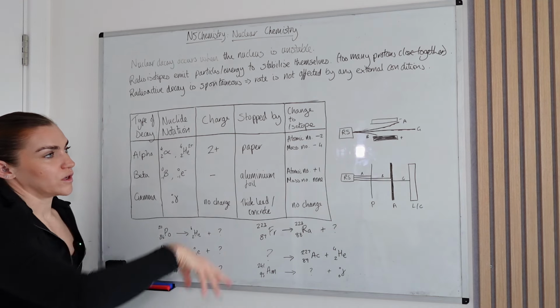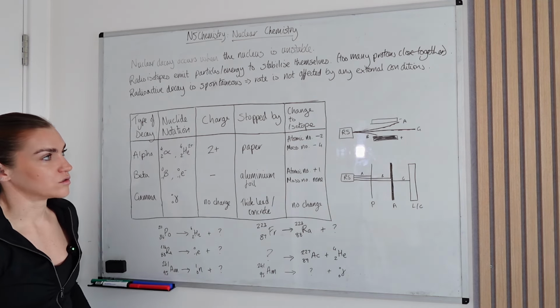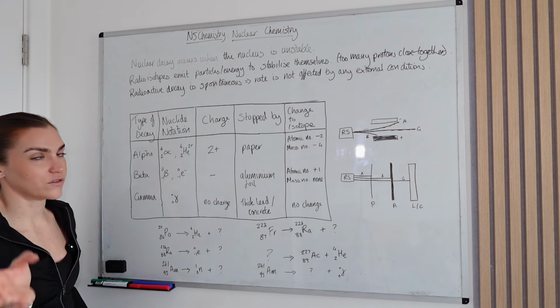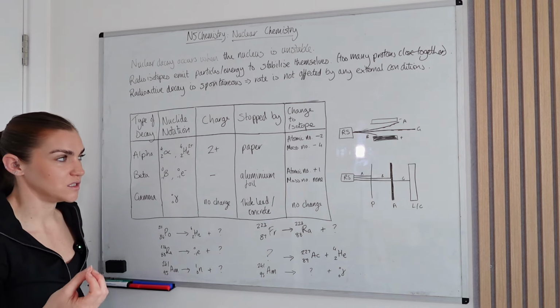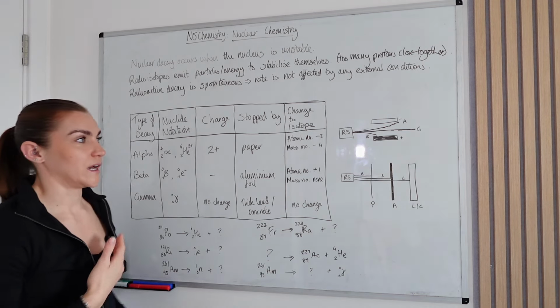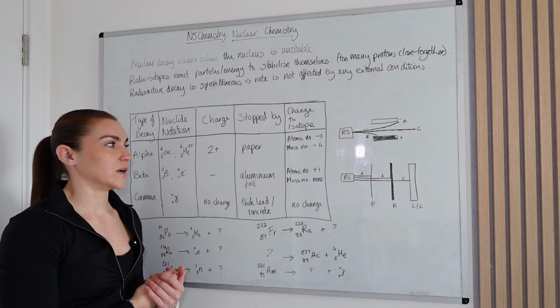If we move on to then what each one's stopped by, so the alpha radiation, because it's the biggest, it's the easiest to stop because it doesn't have as much of a penetrating power.